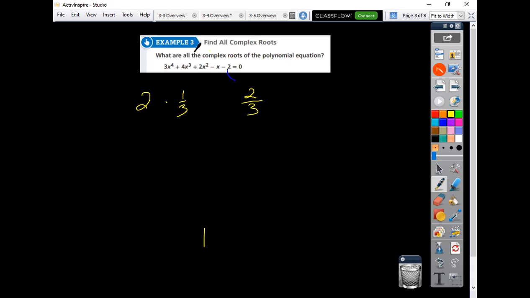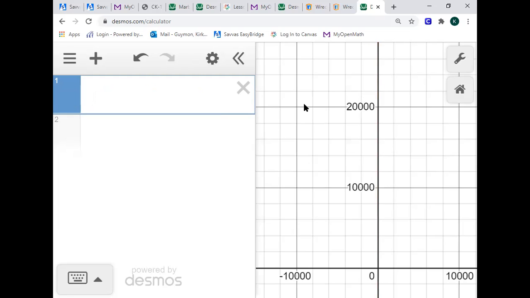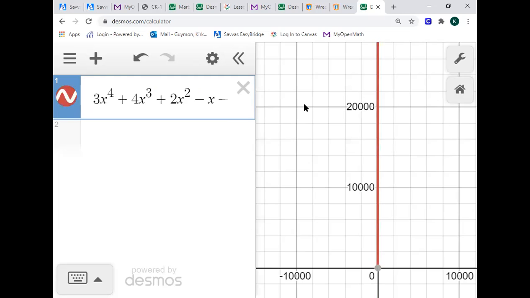So let's type that equation in again to Desmos and see if we can just find one of our zeros. See if that 2/3 is indeed what we get. So we've got our 3x to the 4th plus 4x to the 3rd plus 2x squared minus x minus 2, I think, was the original problem, if I wrote it down correctly. 3x to the 4th plus 4x cubed plus 2x squared minus x minus 2.